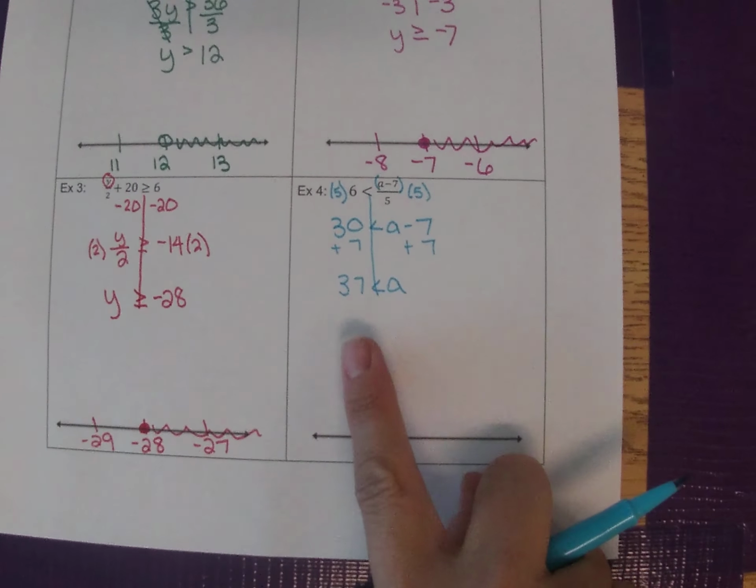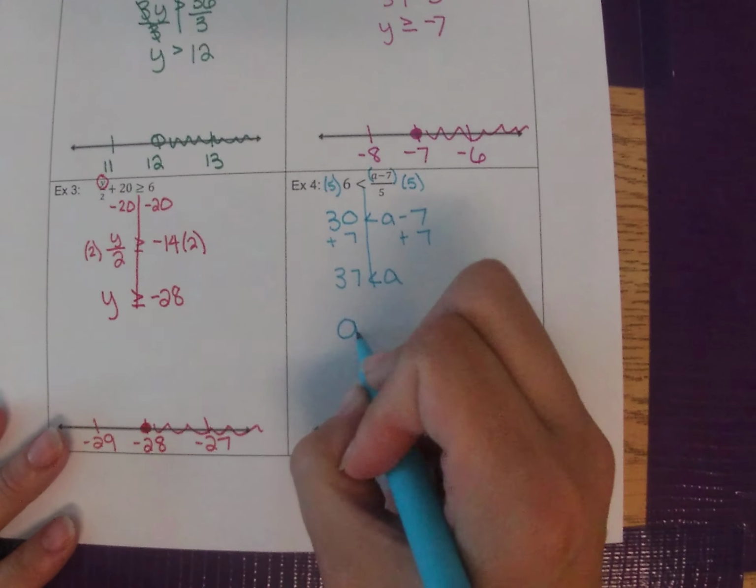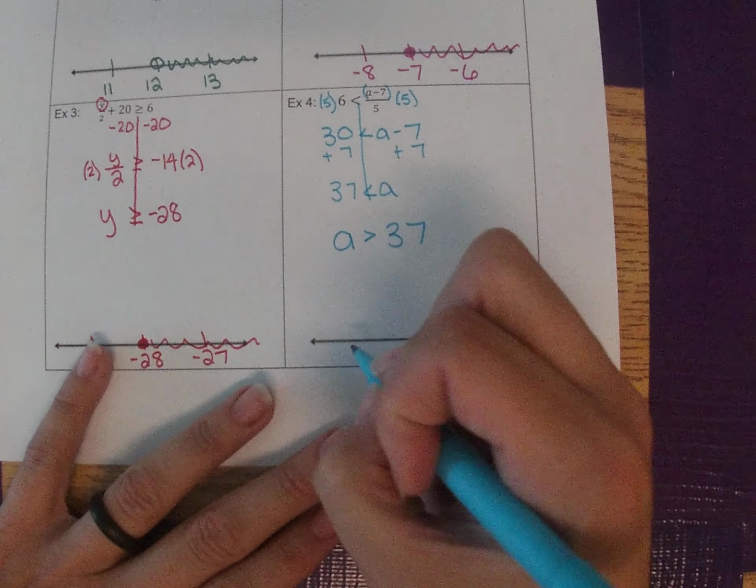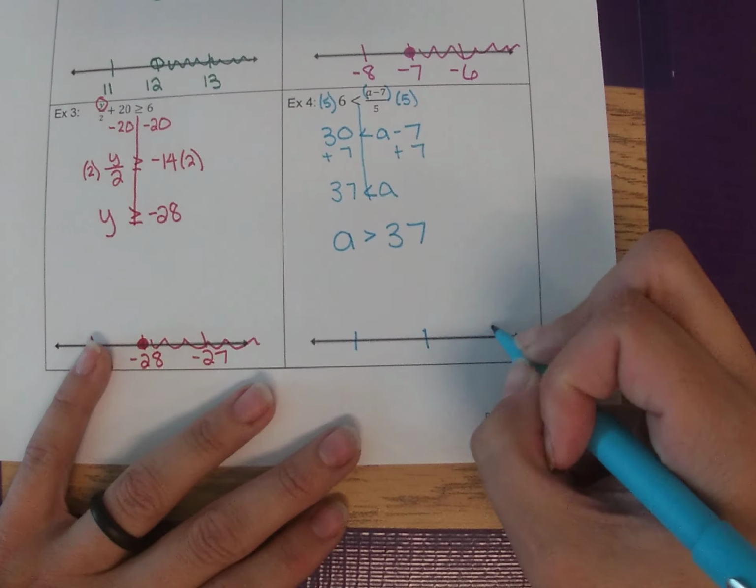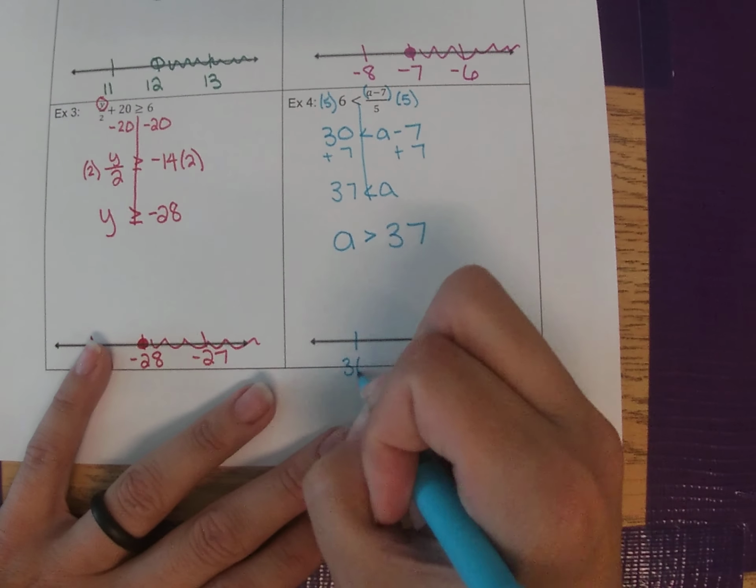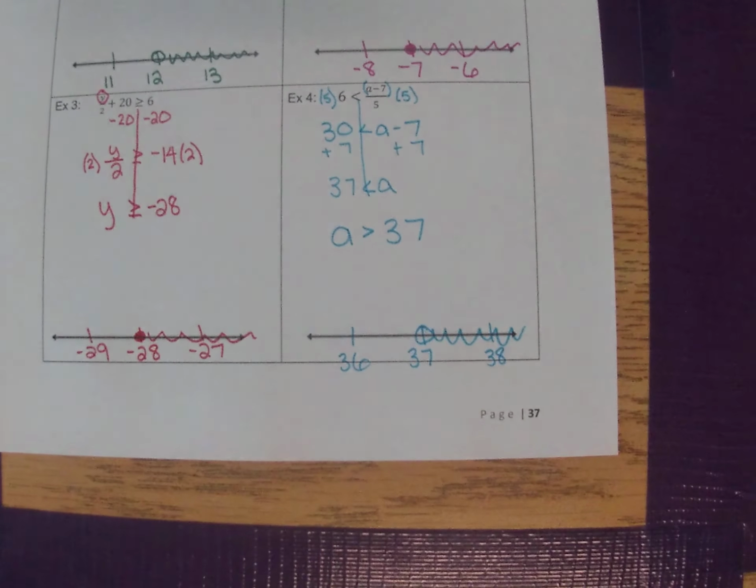But this is not the form we want our answer in. We want that A first, so we need to flip-flop those sides. And when we flip-flop those sides, that is a reason to flip the sign. So we'll have A is greater than 37. So this is going to be an open circle. And we are going to shade to the right.